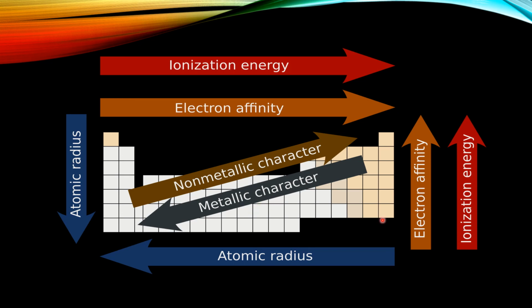Electron affinity values will increase when we move from left to right in a period, and it will decrease when we move down the group. And again, you can see the arrow sign here. The electron affinity and ionization energy values increase when you move from down to up in a group. So this is the shorthand, or simple summary, of the values of ionization energy, electron affinity and atomic radius.